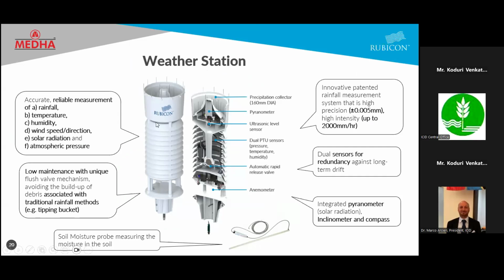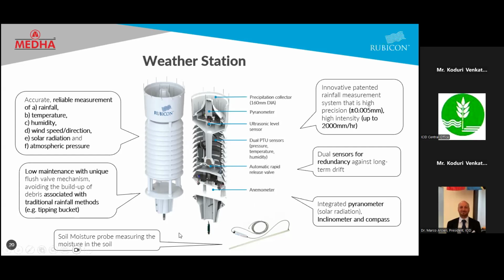So these are sophisticated systems, a 130 centimeters high structure, which can be mounted on a simple gate. And it has a low maintenance and unique design with so many parameters, starting from a precipitation collector, pyranometer for the solar radiation, ultrasonic level sensors, automatic rapid release valves, and an anemometer, including the inclinometer and compass in it.